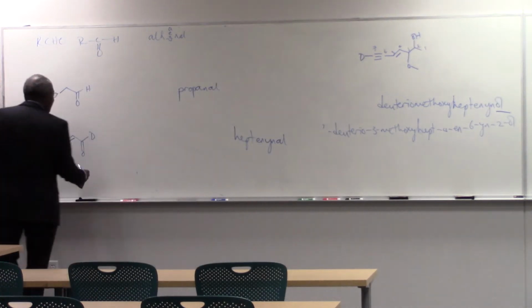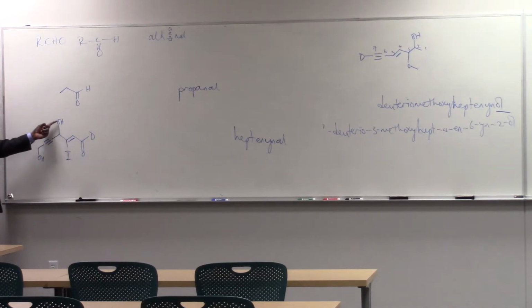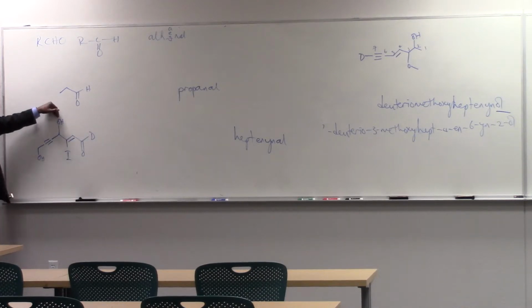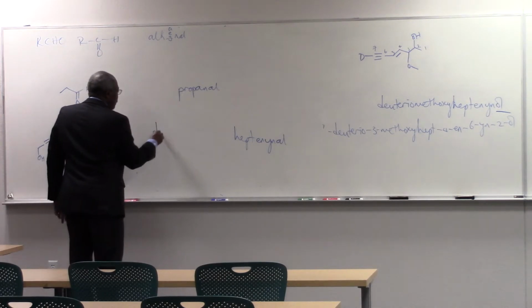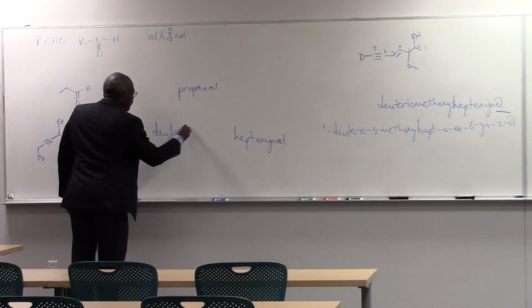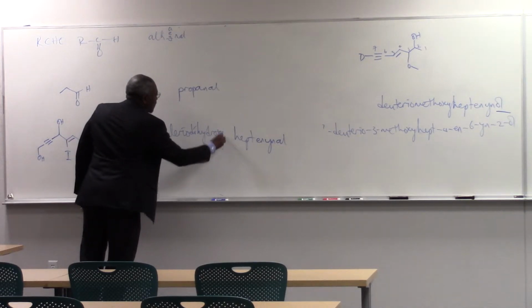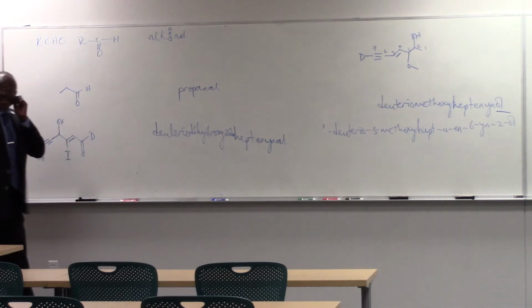So this is a deuterio dihydroxy iodo. And the alphabet is D, then H, then I. So this is a deuterio dihydroxy iodo heptenal.